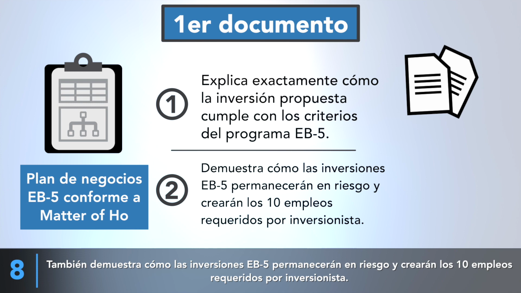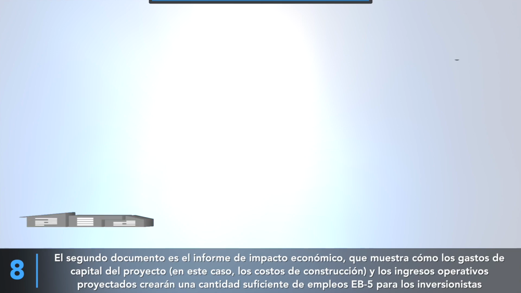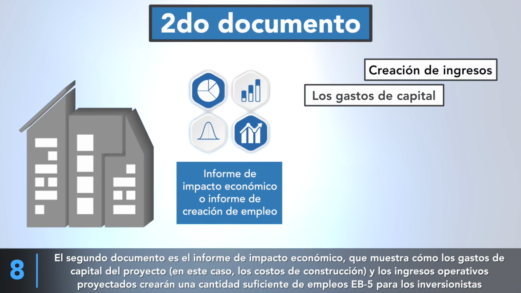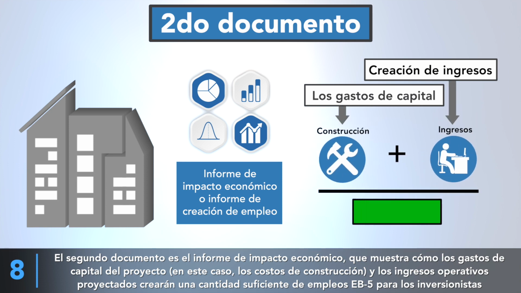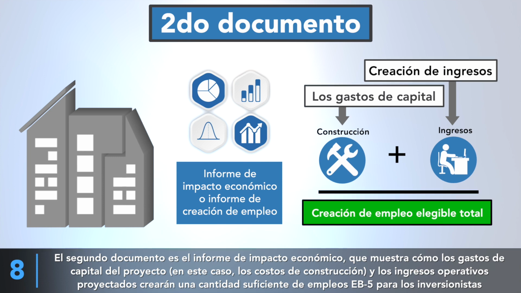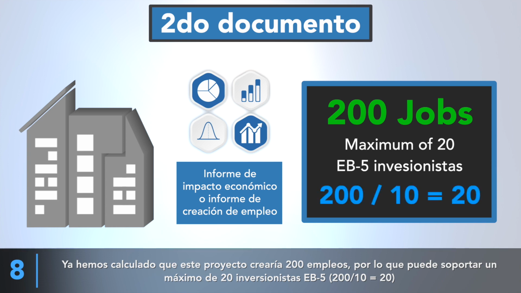It also demonstrates how EB5 investments will remain at risk and create the required 10 jobs per investor. The second document is the Economic Impact Report, which shows how the project's capital expenditures, in this case construction costs, and projected operating revenues will create a sufficient number of EB5 jobs for the investors. We've already calculated that this project would create 200 jobs, so it can support a maximum of 20 EB5 investors. 200 divided by 10 equals 20.